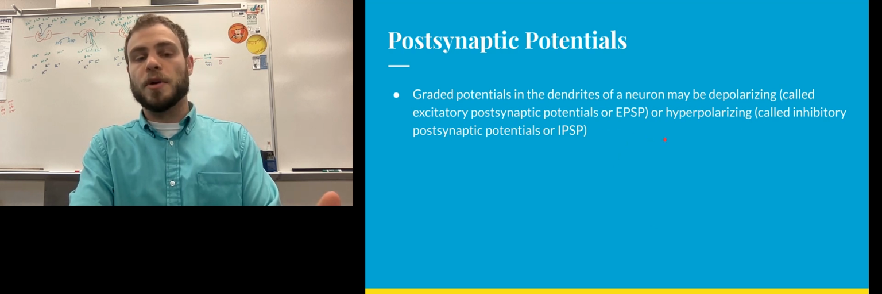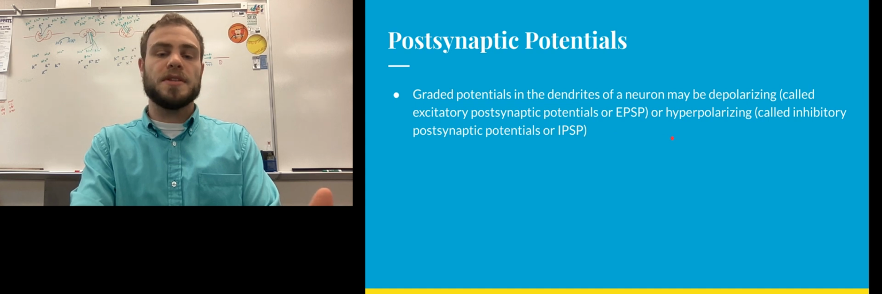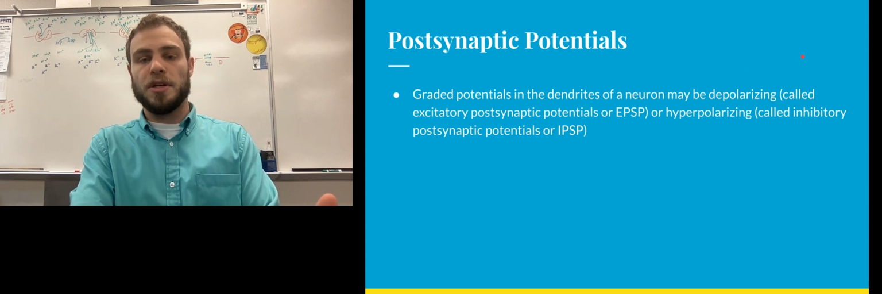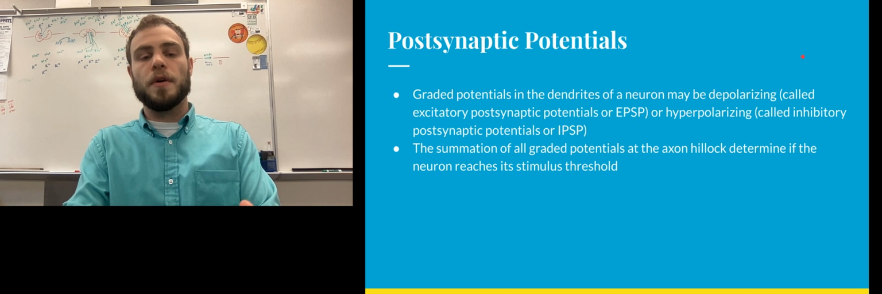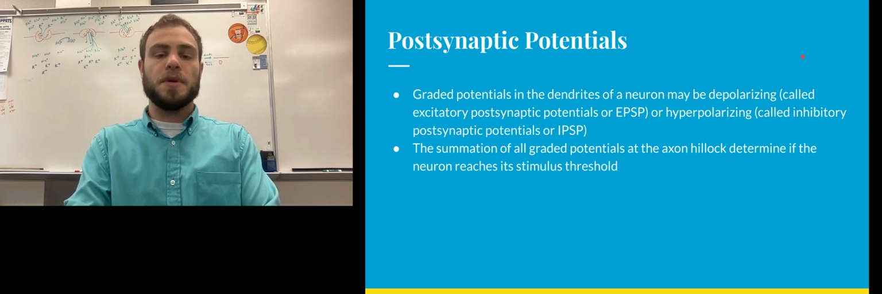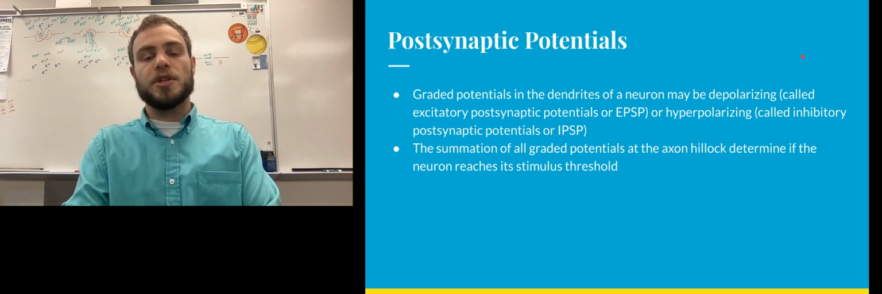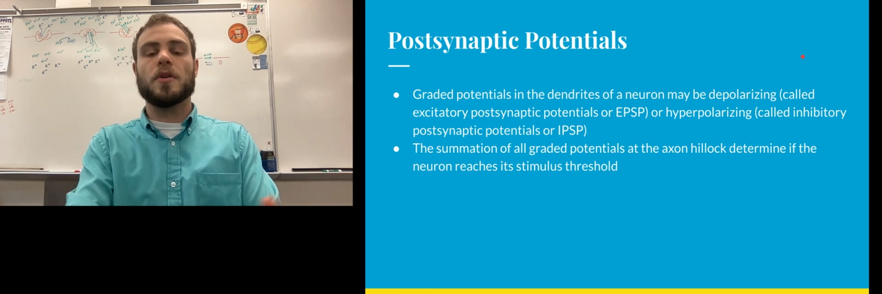If it's depolarizing, we call it excitatory postsynaptic potentials. But if it's hyperpolarizing, we call it inhibitory postsynaptic potentials. And you can see EPSP or IPSP to abbreviate them here. And so if you sum up all of those EPSPs and those IPSPs together, you're going to determine whether or not that neuron reaches its stimulus threshold.